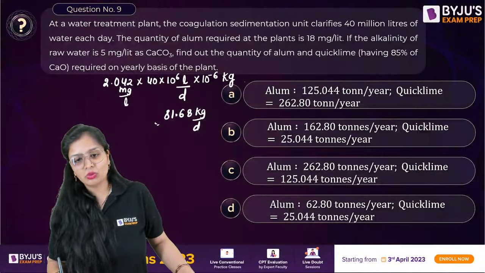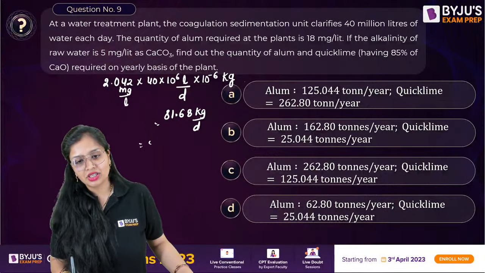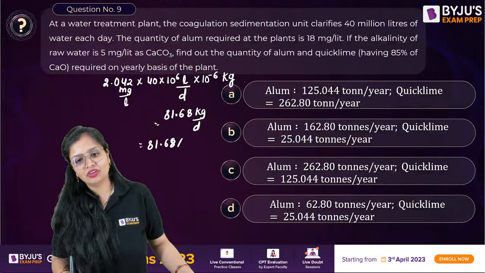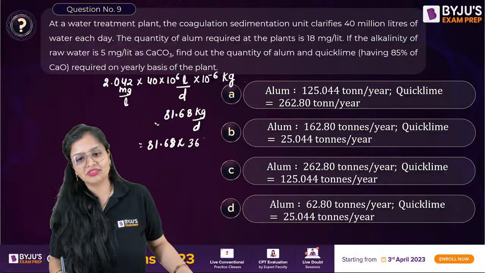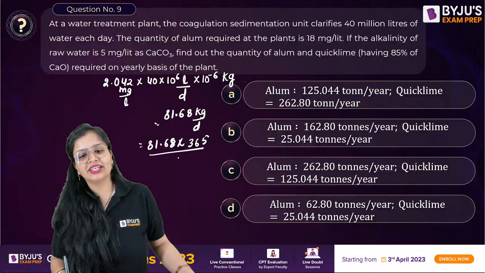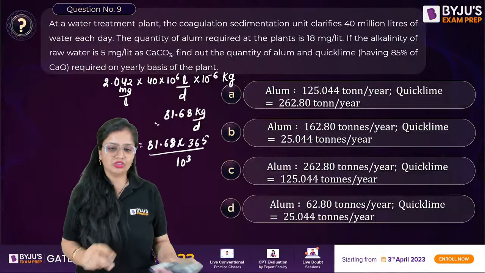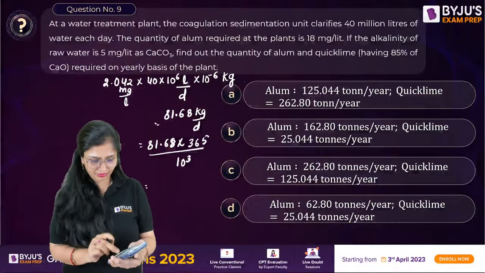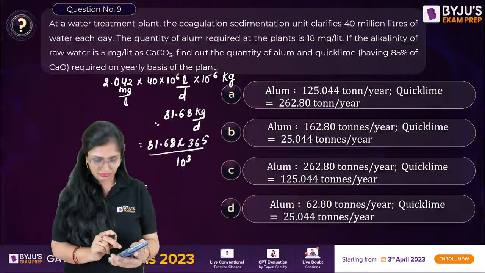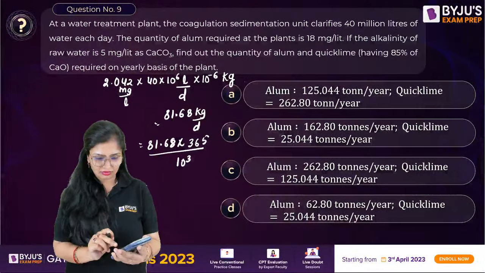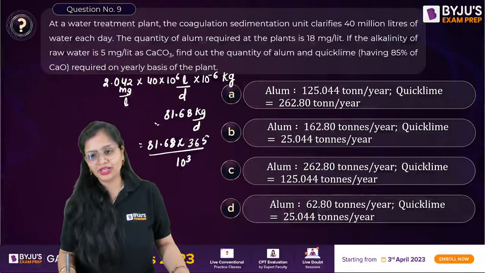But you want it what? You want it in tons per year. So 81.68 for 1 year, it will be 365 days. And for converting kg into ton, divide by 10 raised to power 3. So how much it will be coming? So this will come out to be 29.81.